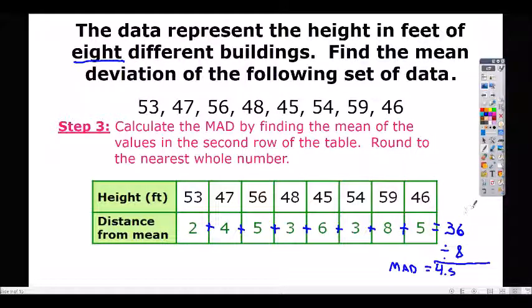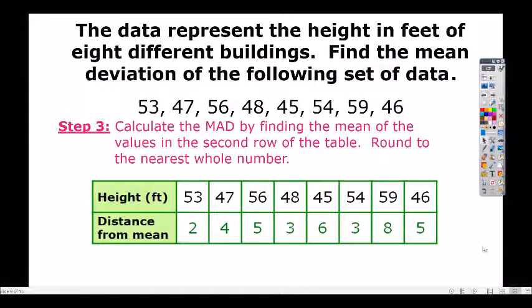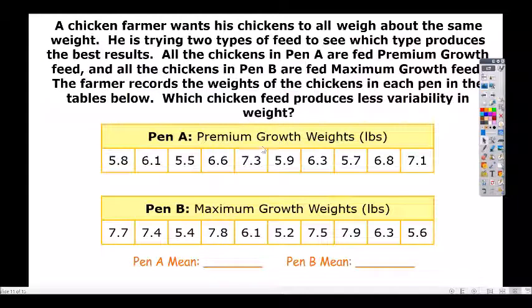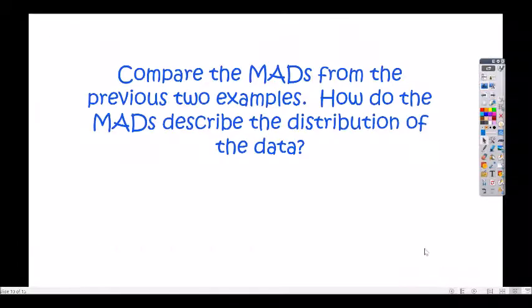Again, if you have any questions about these steps, you can always back the video up so you can see how I did these. But we're going to go ahead and solve one more problem. On the next problem, you'll notice that there are actually two data sets that we have to solve for. But before we get to that, let's talk about how we compare mean absolute deviations between two different data sets. How do we do that? Once we've completed the MAD, we're going to talk about that in just a second.